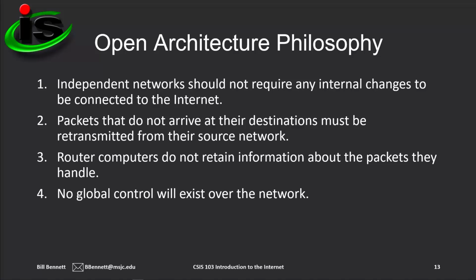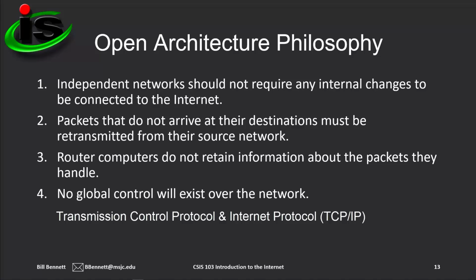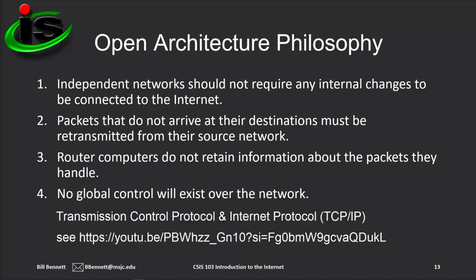In the early 1970s, Vincent Cerf and Robert Kahn developed a set of protocols that implemented the open architecture philosophy better than the Network Control Protocol, or NCP. These new protocols were called the Transmission Control Protocol and the Internet Protocol, which usually are referred to by their combined acronym TCP/IP. TCP includes rules that computers on the network use to establish and break connections. IP includes rules for routing of individual data packets.